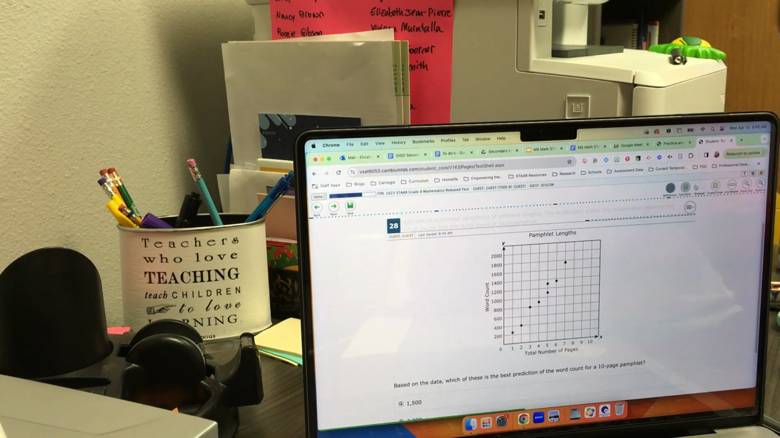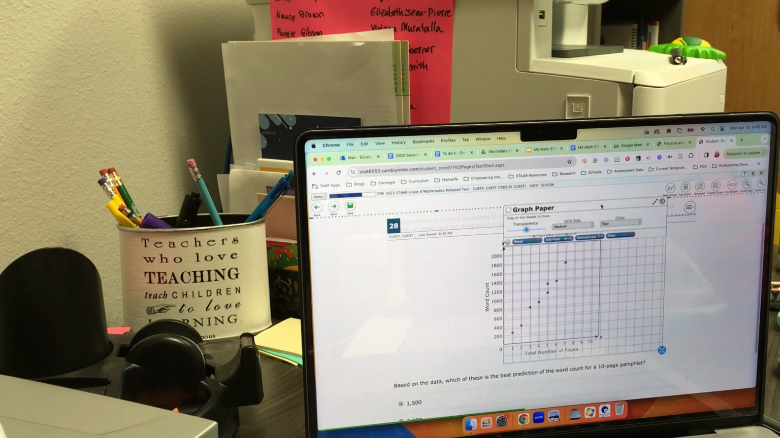We could also do this with our little graph paper right here. We just need to remember to make it fully transparent. We need to add a point at the top and a point at the bottom and then connect the line between those 2 points.